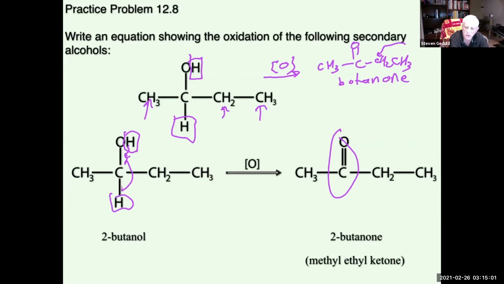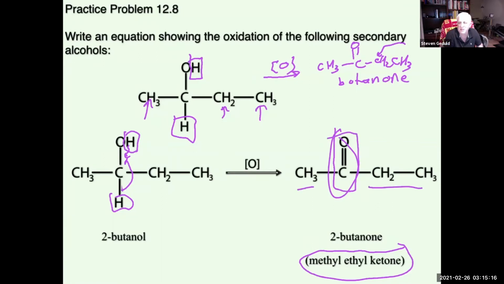A common name you might see also is methyl ethyl ketone. If you see that, you know it's a ketone, so it's C double bond O, and one group is methyl, one group is ethyl. It's very easy to do with those common names. If you see the word ketone, you put a carbonyl group, and it tells you the 2 attachments: one's methyl, one's ethyl.